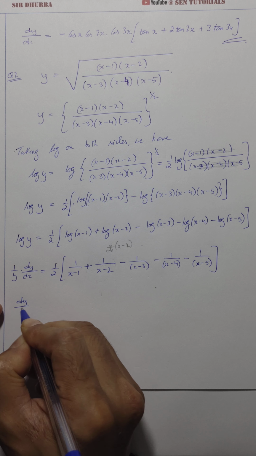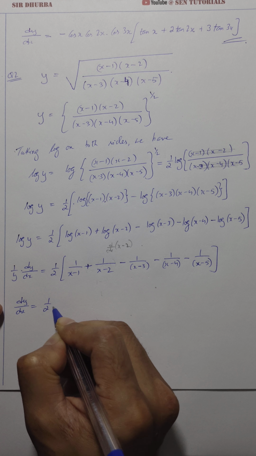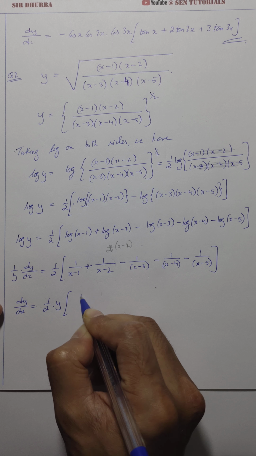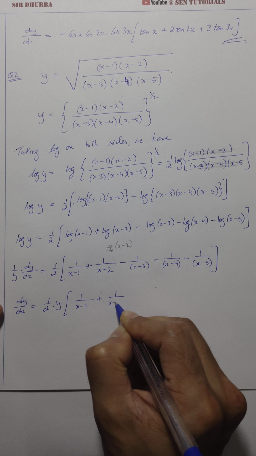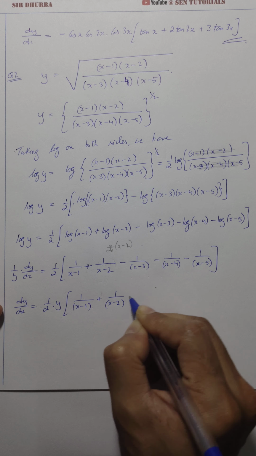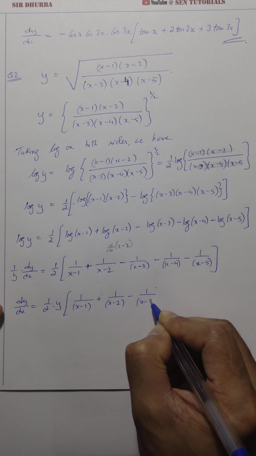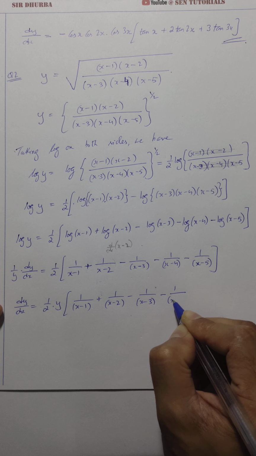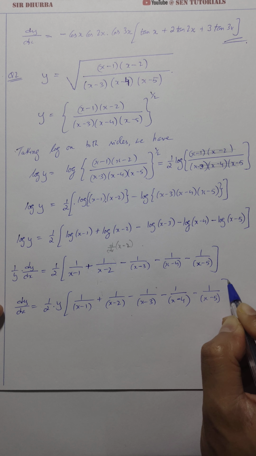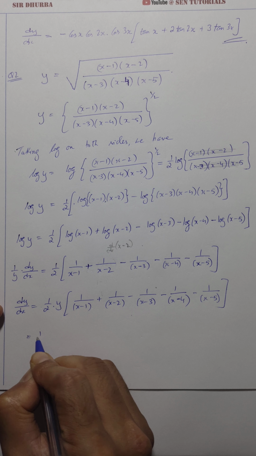So dy by dx equals 1 by 2 into y. I should have written that y right from here. 1 by x minus 1, 1 by x minus 2, 1 by x minus 3. Sometimes of course you have nothing to write in the exam, so at that time you can write all the minute details and minute steps, because you have to sit for at least 3 hours.